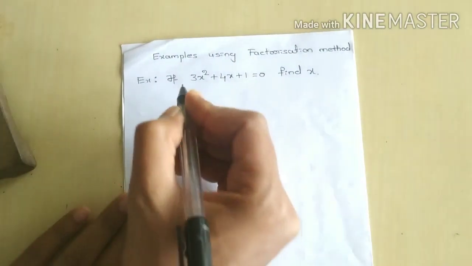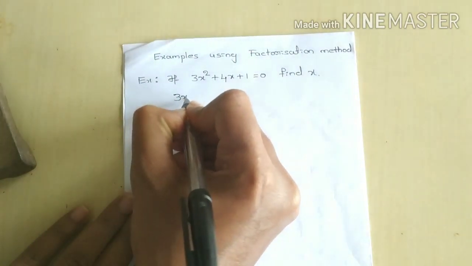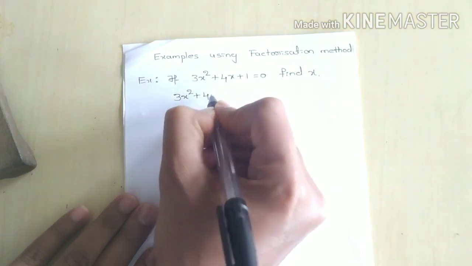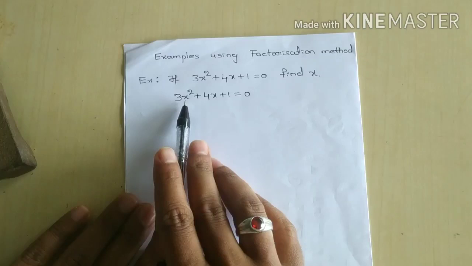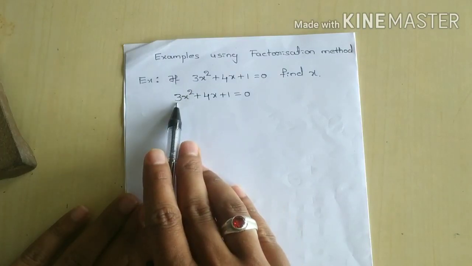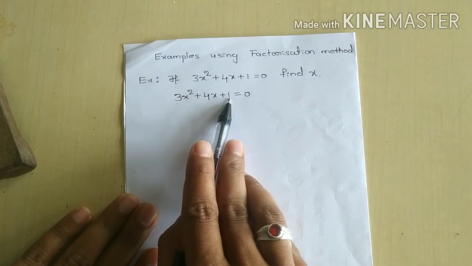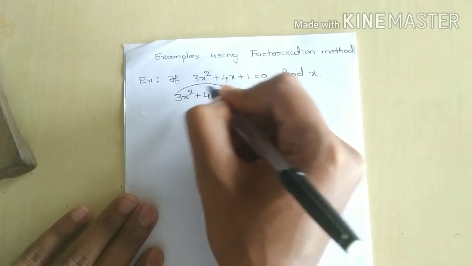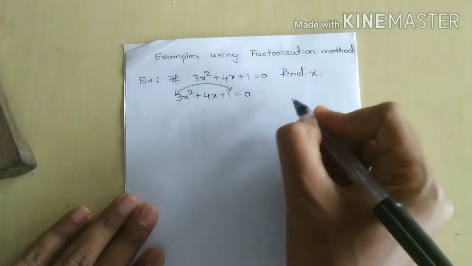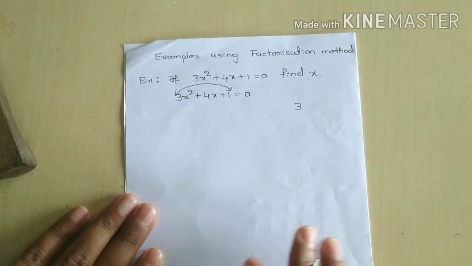So first step, 3x² + 4x + 1 = 0. Here, what is the x² coefficient? 3. You have to multiply it with the constant, which is 1. So multiply these two first. First step, multiply 3 into 1, which is 3.